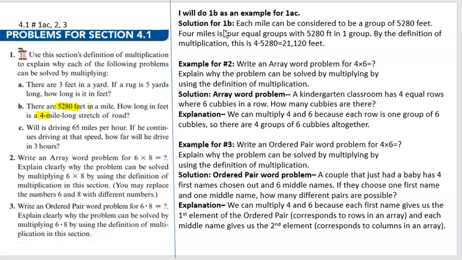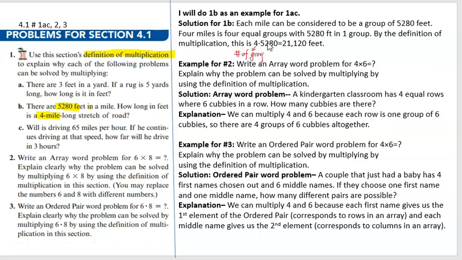So pay attention to the instruction of this question. It says use the section's definition of multiplication to explain why this problem can be solved by multiplication. So instead of telling students, okay, this is multiplication, you have to do multiplication, we can explain to them. The definition is, the first number means the number of groups.